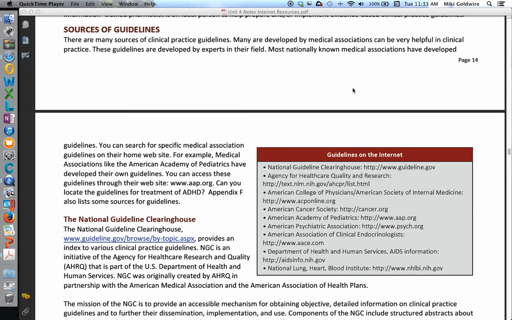You can search for specific medical association guidelines on their home website. For example, medical associations like the American Academy of Pediatrics have developed their own guidelines. You can access guidelines at their website, www.aap.org. In Appendix F, on those useful websites, I listed some of those medical associations.